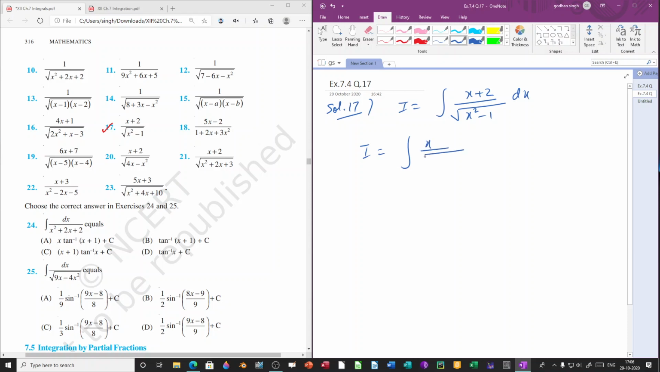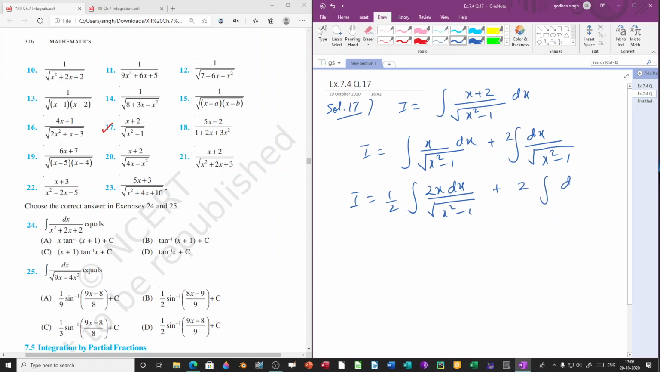and on separation we'll be getting I equal to x over root of x square minus 1 dx plus integration of 2 dx over square root of x square minus 1. Now if you take x square minus 1 as t, we will be getting 2x dx as dt. So we can write I equal to 1 by 2, multiplying and dividing with 2, and this can be written as square root of x square minus 1 plus 2 into integration of dx over root of x square minus 1.